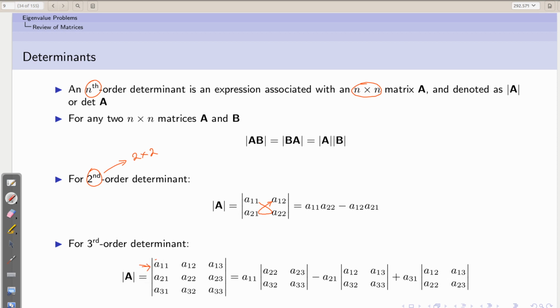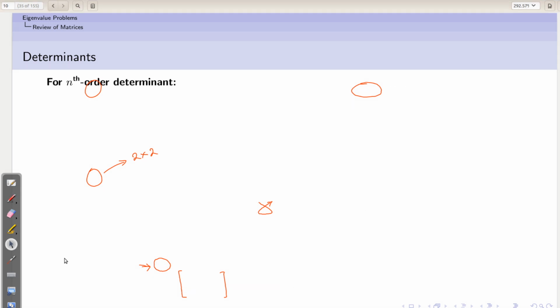So you take A11, the first element, and then you delete the row and the column which contain that element, and what is left behind is known as a cofactor. Sorry, I think it's called the minor. Let me just check.